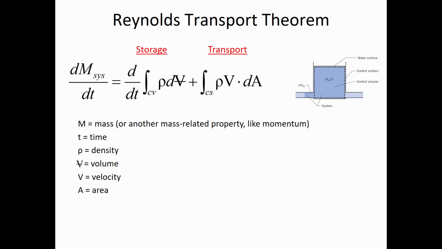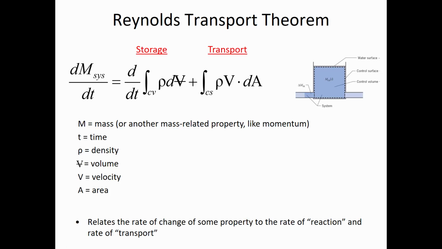So remember, these are all of the same variables that we've been using so far, with the exception of, I'm not sure if we've used this v with the cross through it to differentiate between volume and velocity. Usually you can tell just from the context in which it's used, but here it's explicit since both appear in the same formula. So this Reynolds transport theorem is relating the rate of change of a property to the rate of reaction inside of the control volume and the rate of transport.